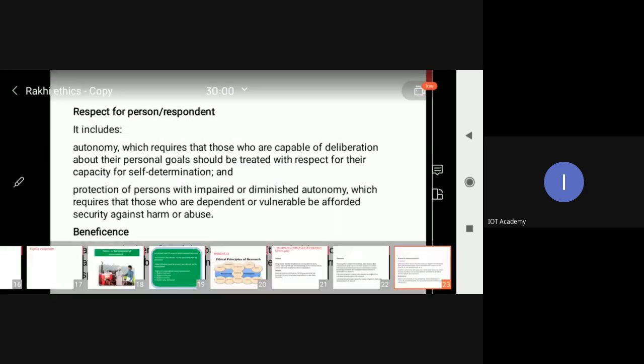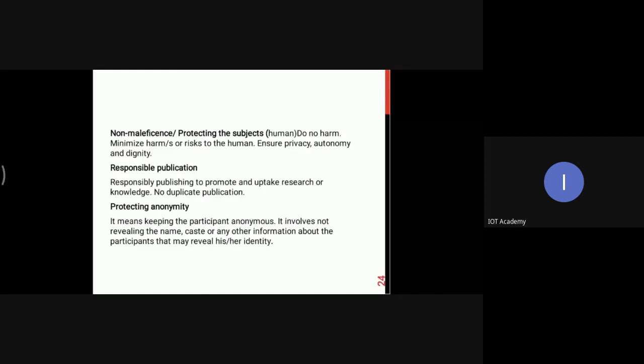For example, if we do any kind of clinical research and if we are testing any kind of drug on human beings, we have to ensure that people do not get harmed in any manner. So protection means maximum benefit to the participants and minimal risk to the people who are helping us in getting our research done. Then it talks about respect for others, and protecting the subjects, the humans. We do not have to harm them.